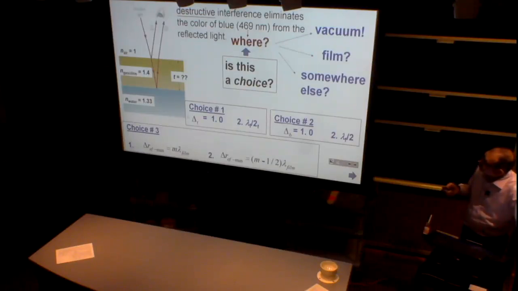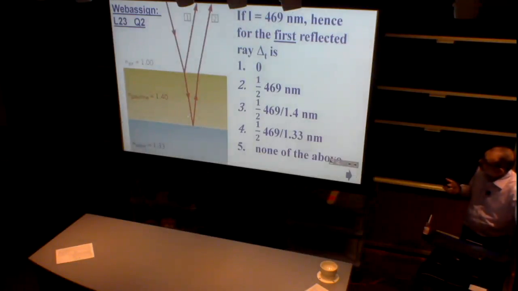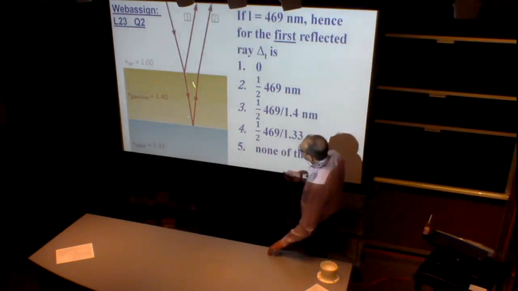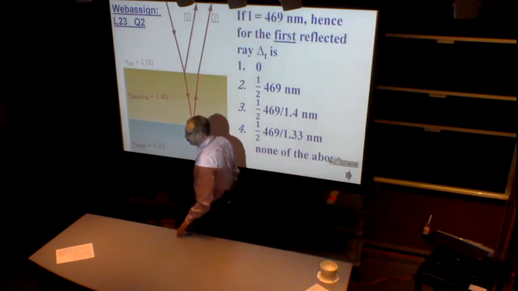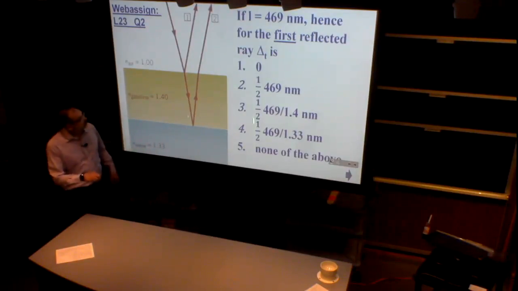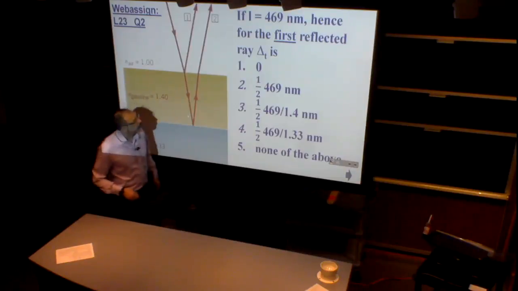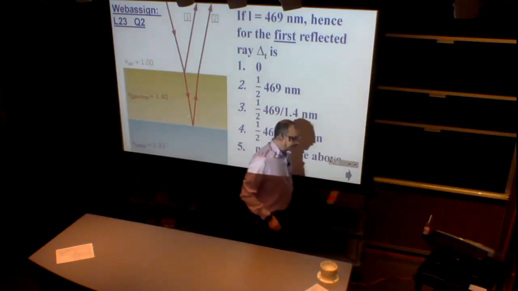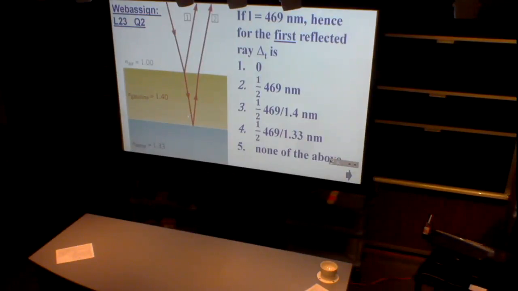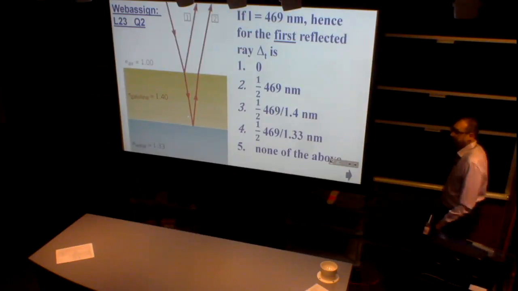So, what do you think? For the first reflected ray, what answer should we choose for that variable which represents the phase shift if it happens? If it doesn't happen, of course, that should be equal to zero. But if it does happen, it should be a specific number.